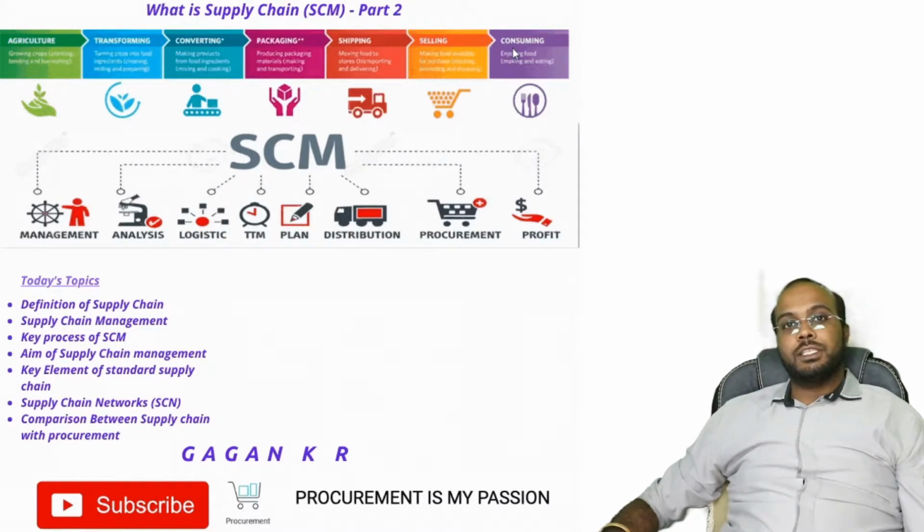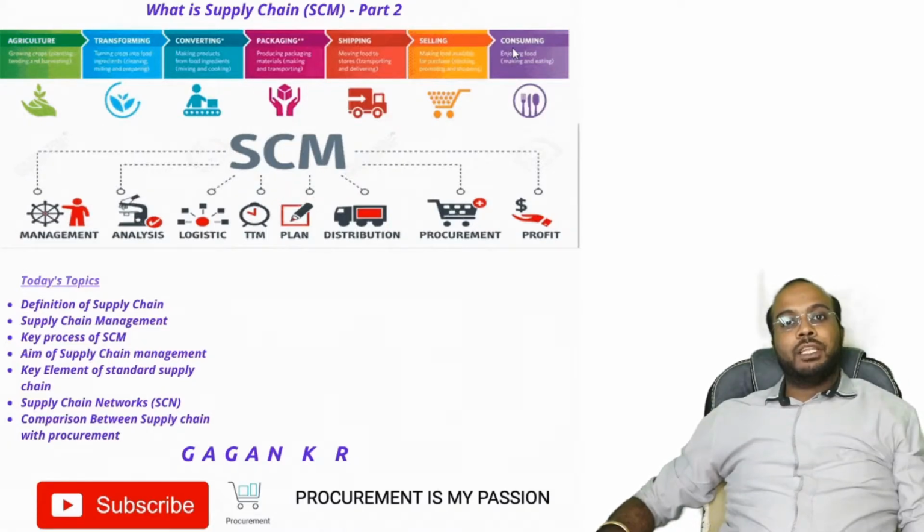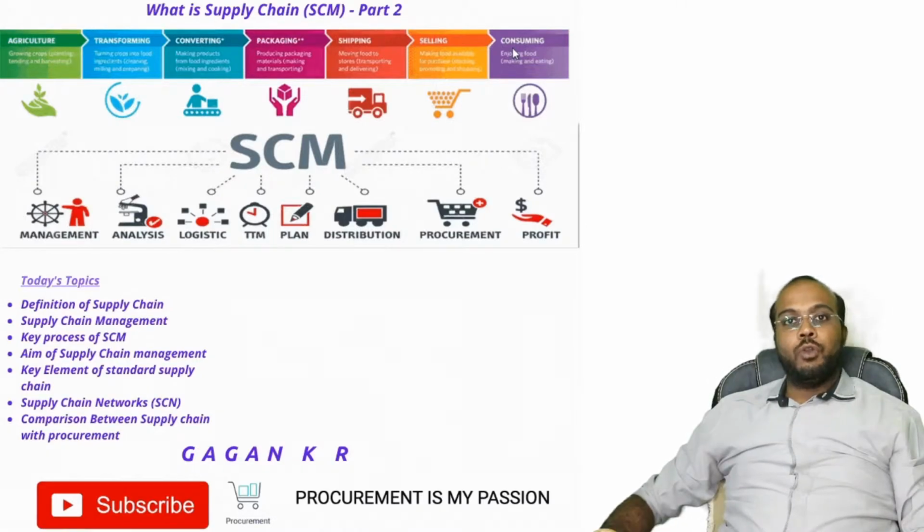Supply chain management is the active management of supply chain activities to maximize customer value and achieve sustainable competitive advantage. Supply chain activities cover everything from product development, sourcing, production, and logistics, as well as the information systems needed to coordinate these activities. Now let's go through a few PPT slides that explain the key processes of supply chain, the aim of supply chain management, the key elements of standard supply chain networks, and the comparison between supply chain and procurement.